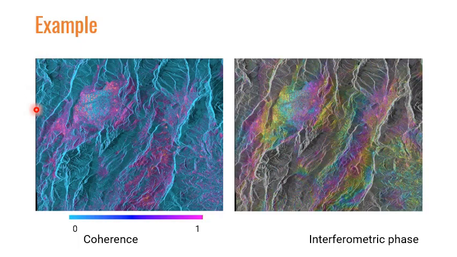Here is an example of creating the coherence and interferometric phase. You see on the left-hand side is the coherence. 0 means the blue color, and 1 means the purple color. So this area has high coherence, nearly 1 or less than 1, and this area also. But here, maybe in a valley, it has blue color. That means very low coherence. Comparing to the interferometric phase in this area, the phase here continuously looks very smooth. But in this area, with low coherence, the phase is not so good and is not easy to recognize.